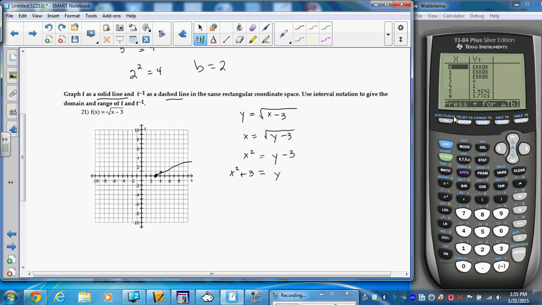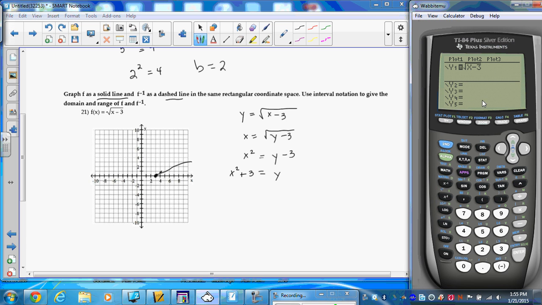So go back over to your calculator. And I'm going to leave that one so I can see what my final product is going to be like. But now I'm going to graph x squared plus 3. And so the dotted graph is going to look like this. But the problem is I only have a restricted domain.